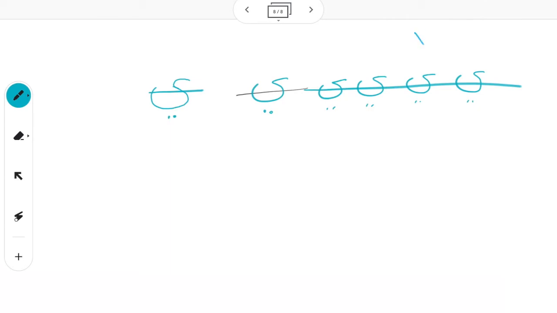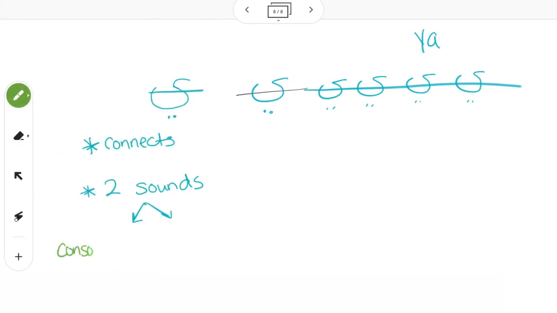Okay, a couple of things about the letter ya. Its name is ya. And the sound that it makes when it's a consonant is the Y sound, the ya sound. Let's go over its characteristics. It is a letter that connects on both sides. We'll go over the connection in a second. And it also, similar to the waw, has two sounds.